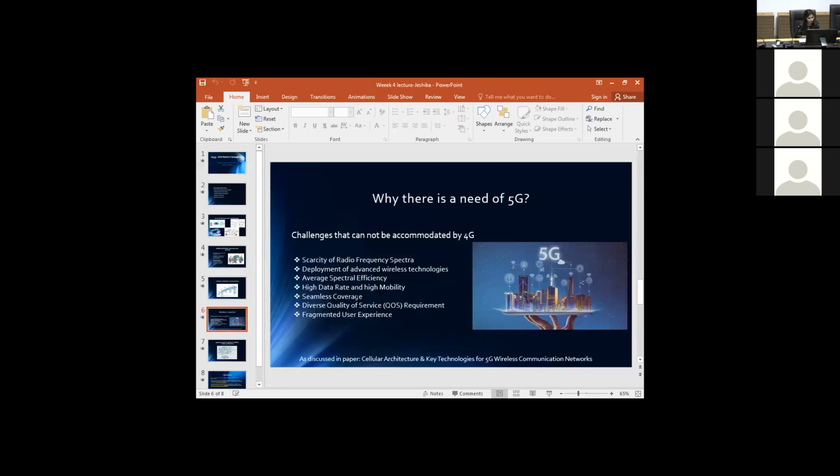In here, I will be reflecting on the paper Cellular Architecture and Key Technologies for 5G Wireless Communication Networks. In that paper, the writer claims that there are challenges that cannot be accommodated by 4G. Most of us use Vodafone, and we're still having problems with 4G. You might agree, you might not, but I have it. In some areas, we still go to 3G, and we still have that problem of transferring our messages or our data or whatever it is.